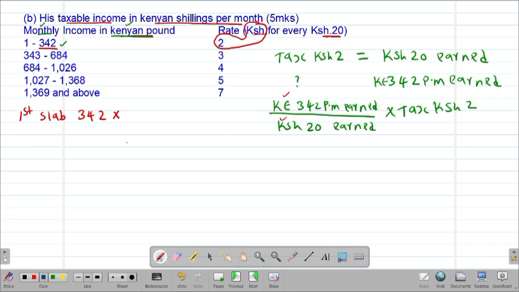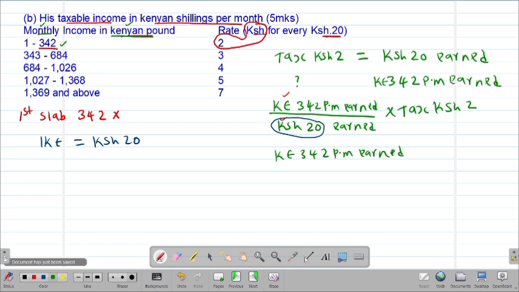So we know that 1 Kenyan pound is equivalent to 20 Kenya shillings. Therefore, I'm going to convert these Kenya shillings into pounds. Therefore, it means that I'm going to have the Kenyan pound of 342. Then, of course, this was per month, which was being earned. Then we are going to divide with.